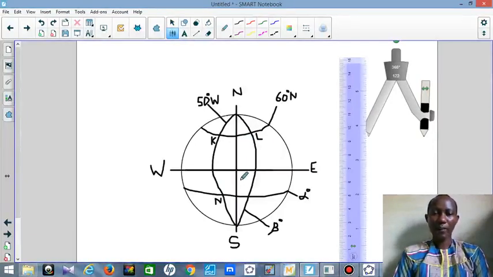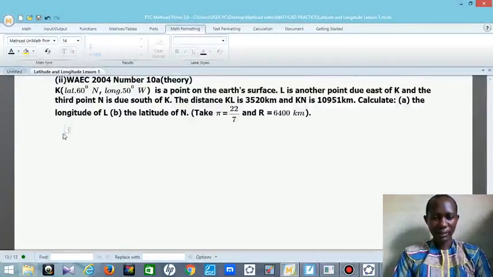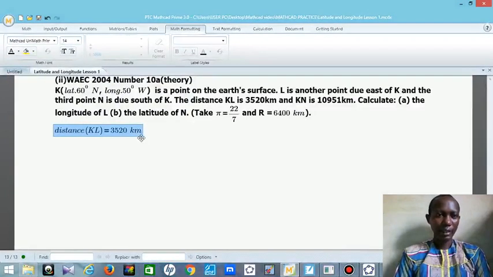And now let's go to our calculation and see what we can do to get the two answers we are solving. So the first answer says we should find the longitude of L. But let's start with distance KL first. We all know that distance KL is given as 3,520 kilometers. So since distance KL is given, we can start our calculation from here.